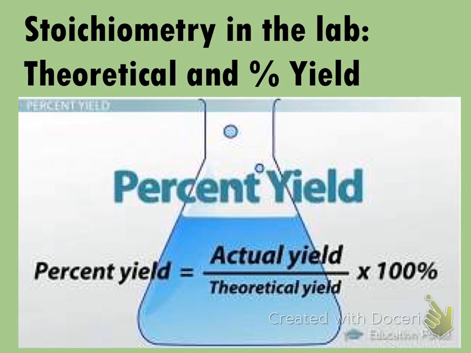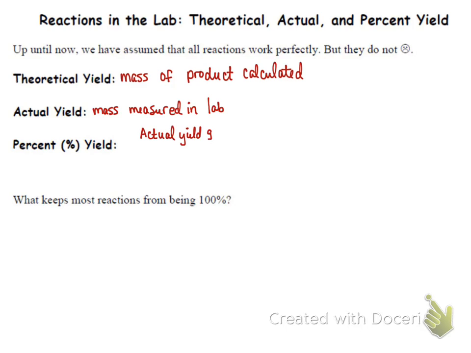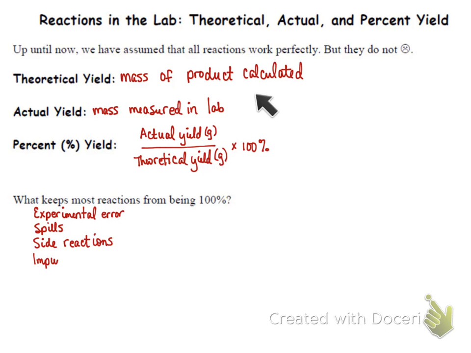This podcast is about stoichiometry in the lab and calculating theoretical and percent yield. So what we've been doing so far when we calculate how much product should get made in a reaction, that is theoretical yield. So that's what we've been, if you calculate it, it's theoretical.